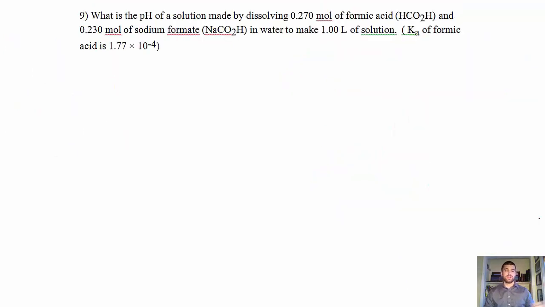All right, number 9. What is the pH of a solution made by dissolving 0.270 moles of formic acid and 0.230 moles of sodium formate in water to make 1 liter of solution? Ka of formic acid is right there. So here again, let me circle things so I know what goes together. That's the acid, and this is our base.